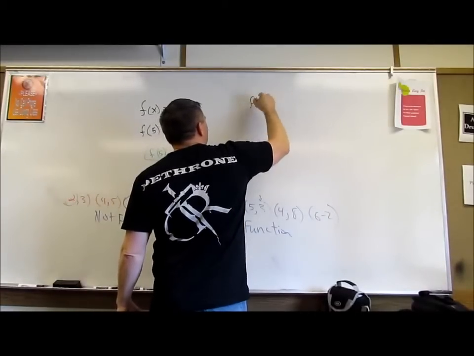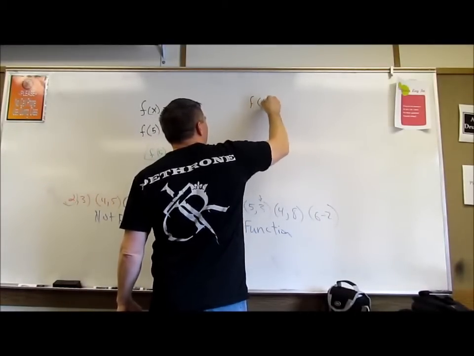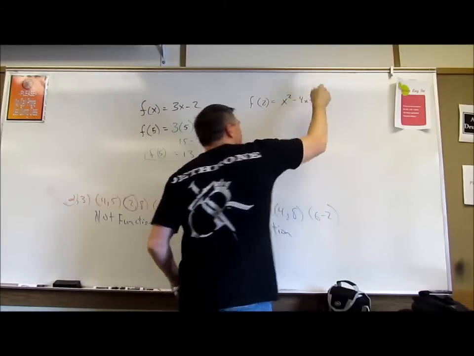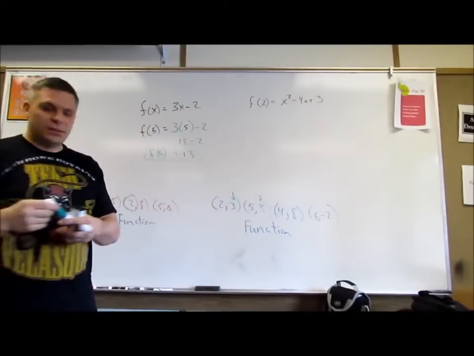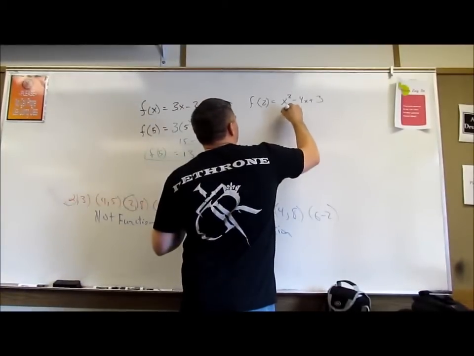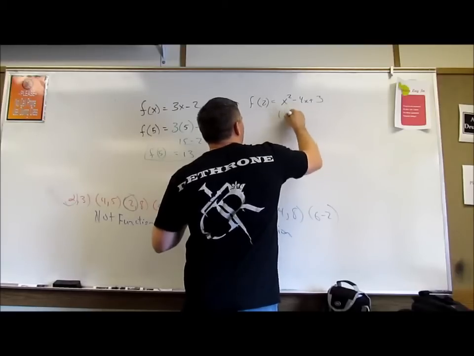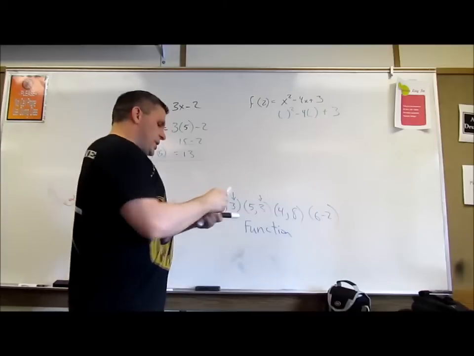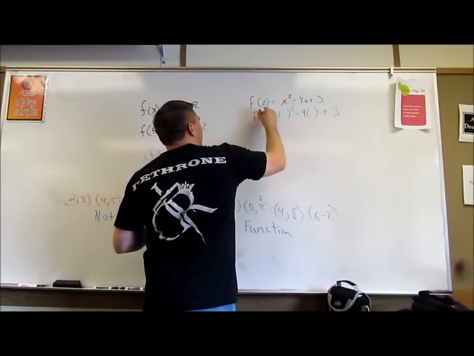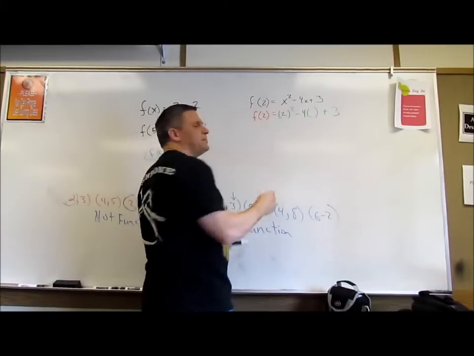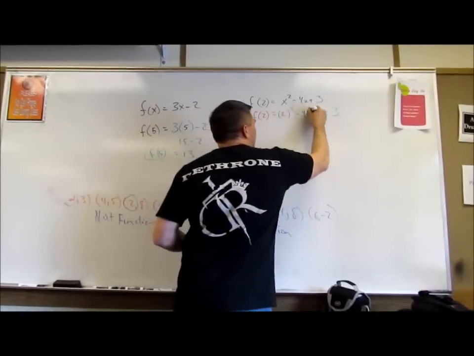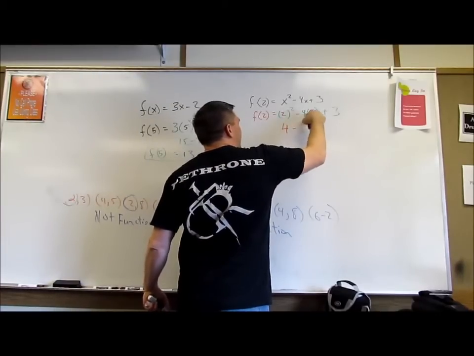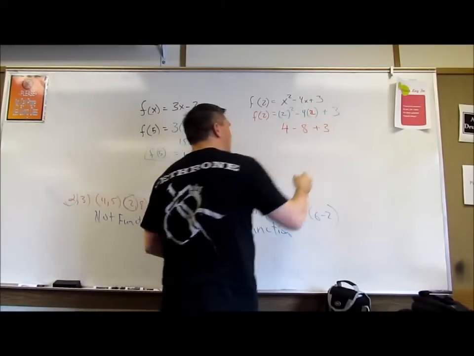f of 2 equals x squared minus 4x plus 3. Okay? Remember, I have x squared, I have x squared minus 4 times x plus 3. What is my x? f of 2 equals, so 2 is my x. 2 is my x. So now I do the math. 2 squared is 4, minus 4 times 2 is 8, plus 3.